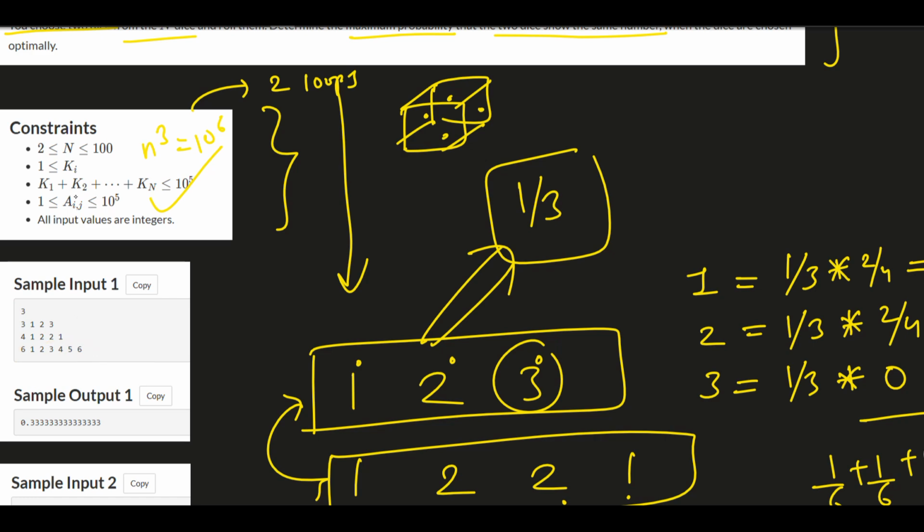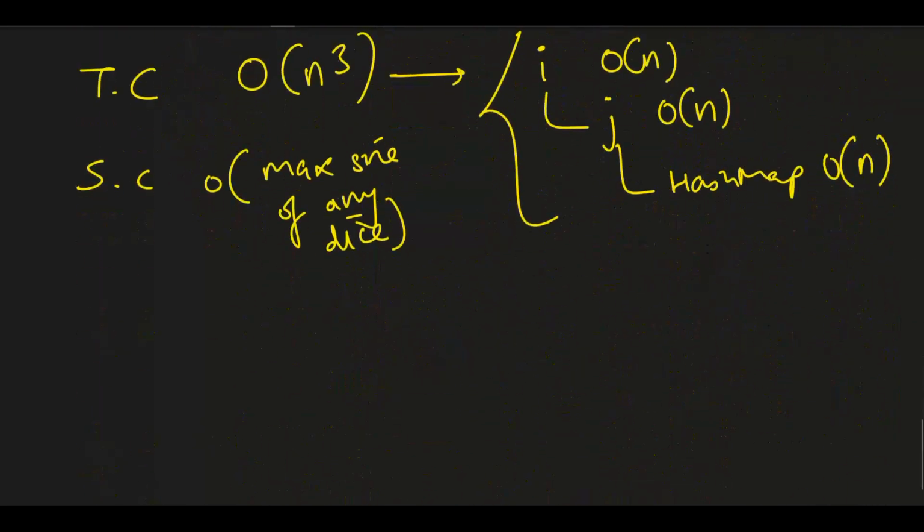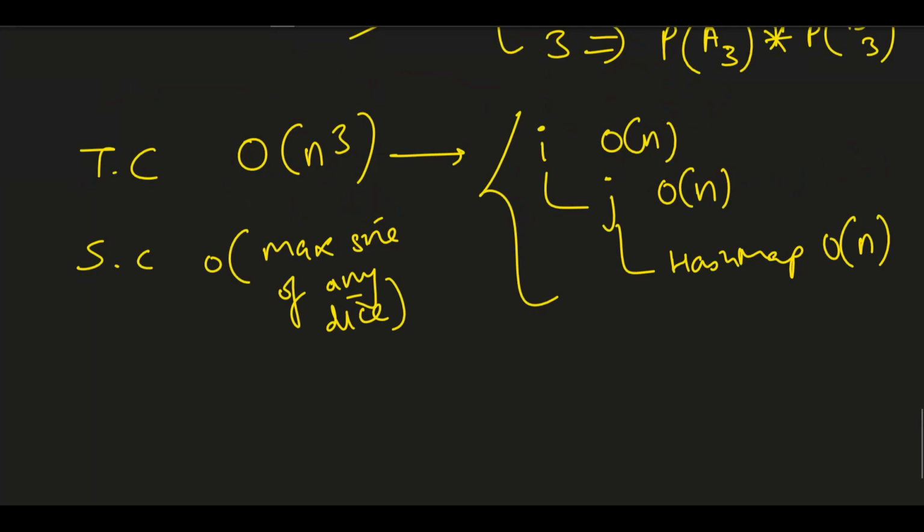Considering the dice have faces up to 10 raised to 5, right? So k of i and a of i j, a maximum dice face can be 100, right? So the space can be O(max size of any dice), right? So this is the time and space complexity.